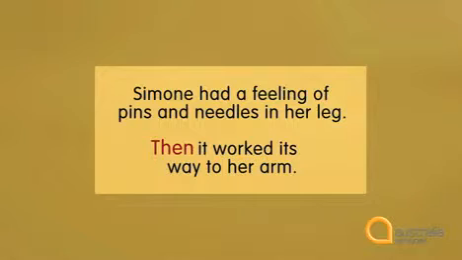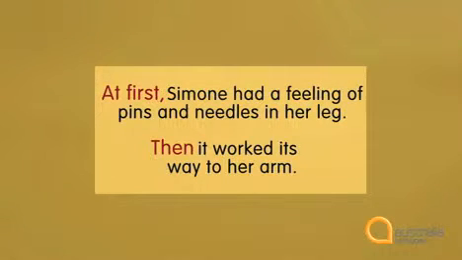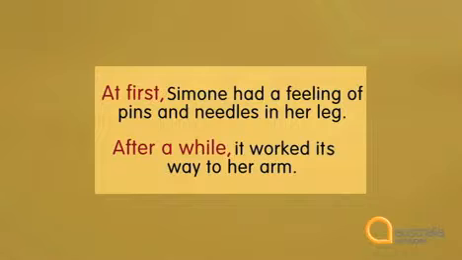We might say, at first, Simone had a feeling of pins and needles in her leg. After a while, it worked its way to her arm. Notice that transition signals like this are often followed by commas. Adding transition signals has made Simone's story clearer. You can more easily see the order of events. This is very important in formal language. Try to make sure you learn and use a number of different transition signals.